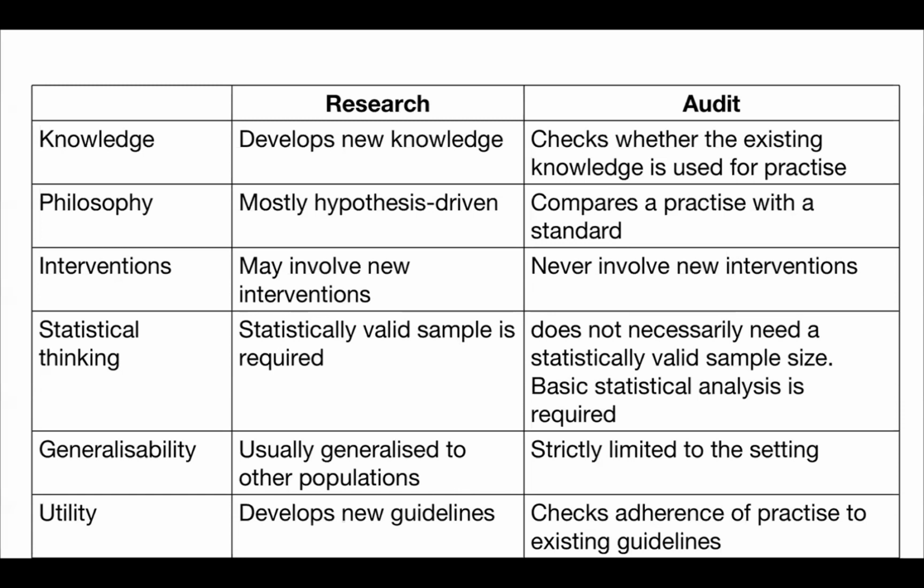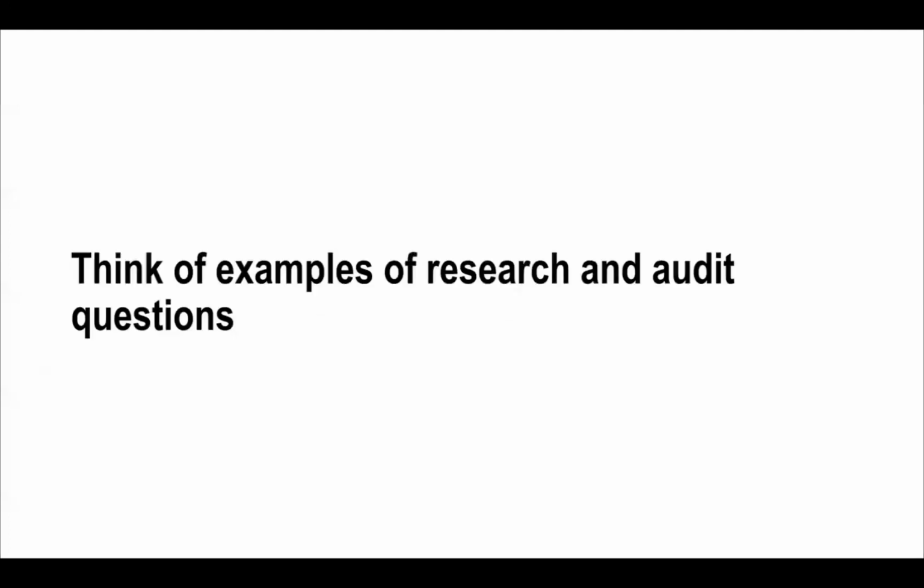And then utility: from research you develop new guidelines, but in audit, you see whether what you do actually follows a guideline, right? So those are the critical differences. So I'm asking this to understand, because people often confuse audits versus research. They should be separate, right? They should be separated, and if you include research parts into audit, sometimes things get complicated, right? Then come the ethical issues and so on. I will explain why that happens, right?